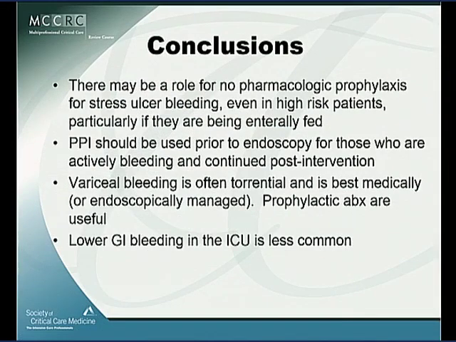There may be a role for doing absolutely nothing in some of our patients in the ICU, even in the high-risk patients, provided we're feeding them. If the patients are actually bleeding, we should give them PPIs prior to endoscopy and continue for 72 hours after intervention. Variceal bleeding, torrential bleeding, best managed medically or endoscopically. Remember prophylactic antibiotics, and lower GI bleeding, less common in the ICU. Thank you.